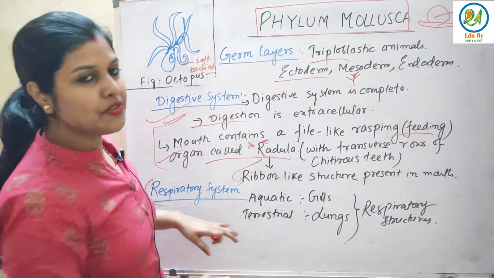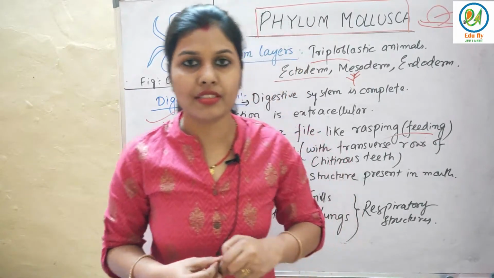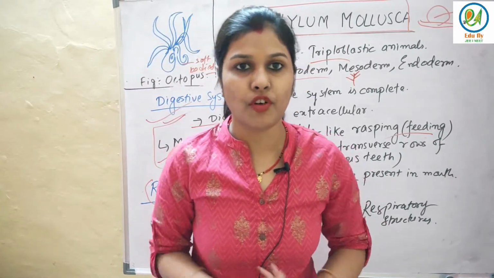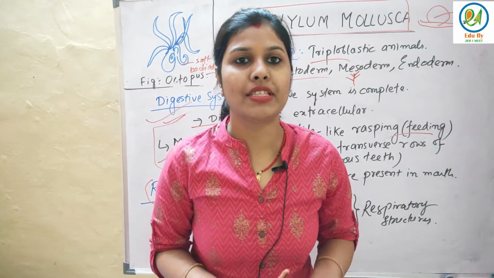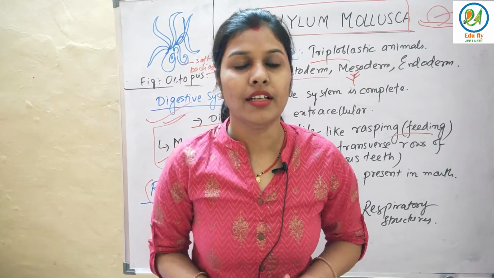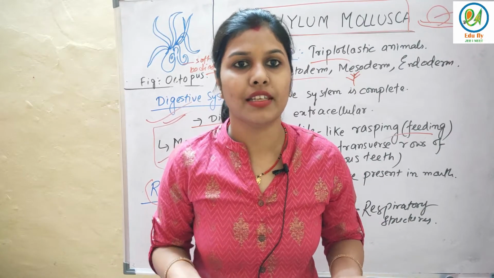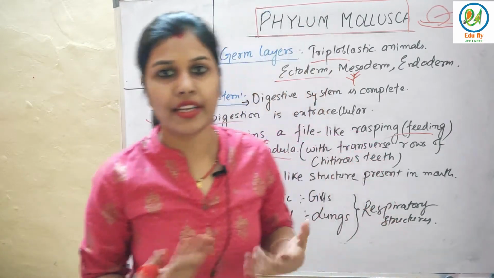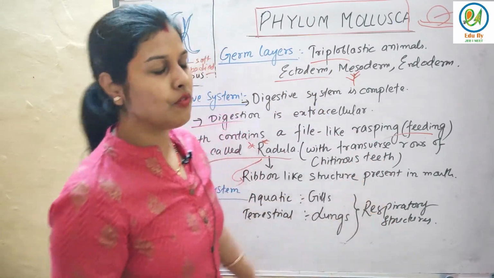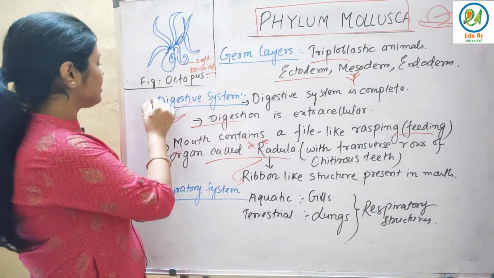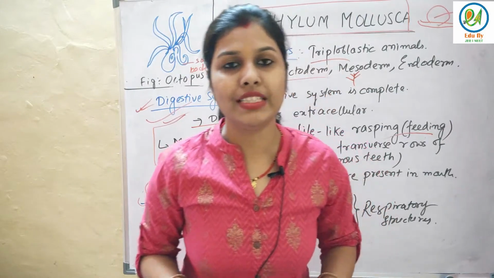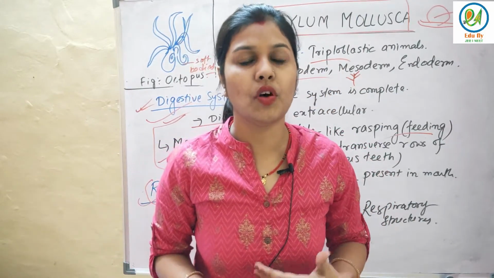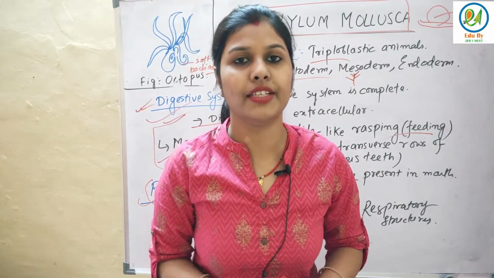We'll talk about the respiratory system. See, those mollusks which are present in aquatic forms will have gills as their respiratory structure, and those present in terrestrial form, that is on land, will have lungs as their respiratory structure. Like we have lungs because we are terrestrial, we stay on land, we won't stay in water. Fine. So this is about the digestive system, respiratory system and germ layers. Fine. So we'll see the next characteristics related to mollusk.